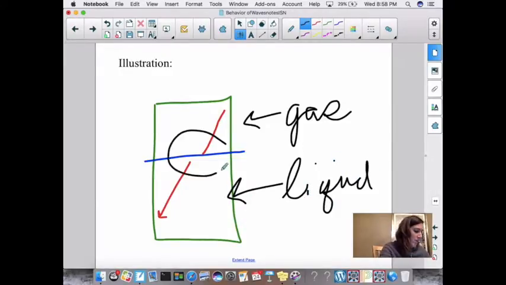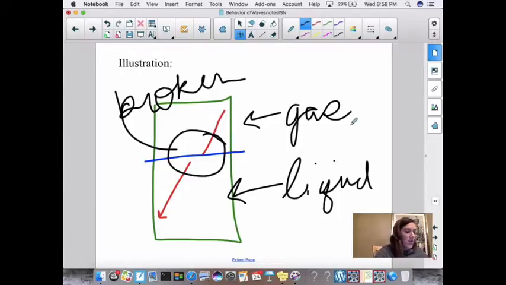And the reason why it appears broken is because we are changing mediums from gas to liquid. So again, hopefully your picture looks better than mine. I just did mine real quick.